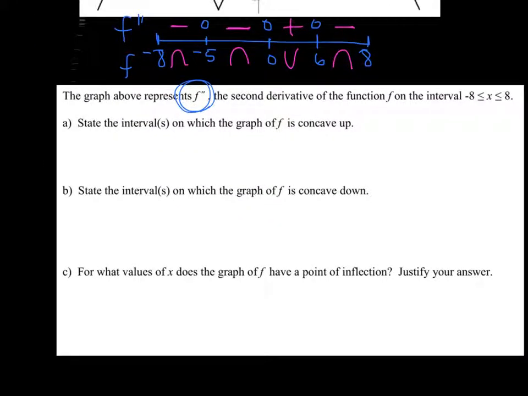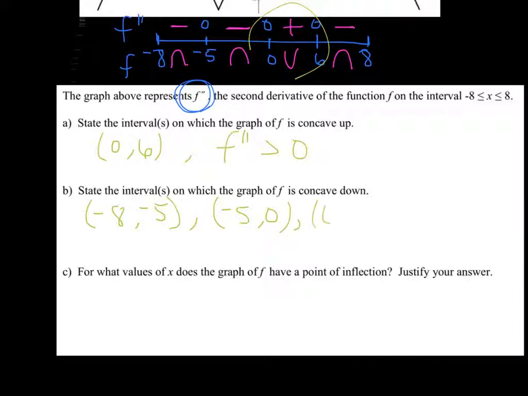Okay, so now I can answer the question, when is it concave up? Well, it's concave up right here, in this interval right here. So I would say from 0 to 6, it's concave up. And why? Because the second derivative is greater than 0. Where is it concave down? So all the places where there's a negative. So from -8 to -5, from -5 to 0, and from 6 to 8. And the justification would be the second derivative is less than 0.